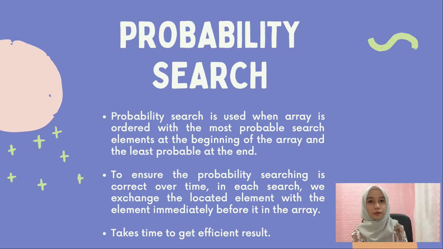We choose probability search because it is used when an array is ordered with the most probable search at the beginning of the array and the least probable search at the end of the array. Second, to ensure the probability searching is correct over time, for example, in each search, we exchange the located element with the element immediately before it in the array. And lastly, number three, this probability search takes time to get an efficient result. That's all.